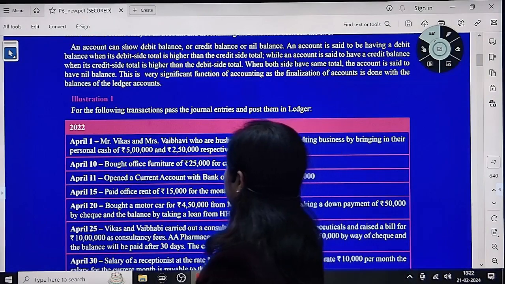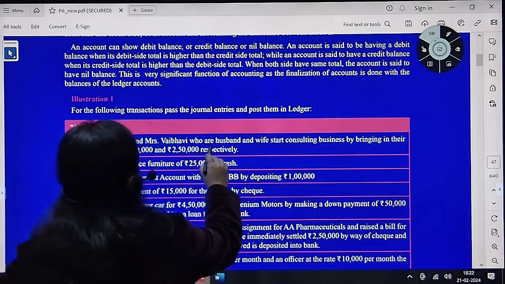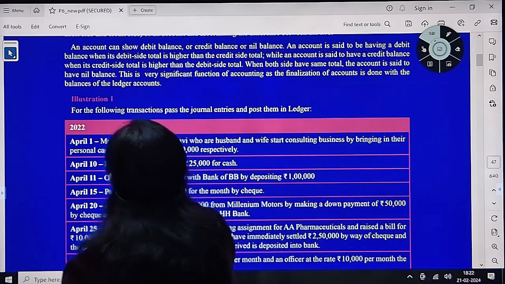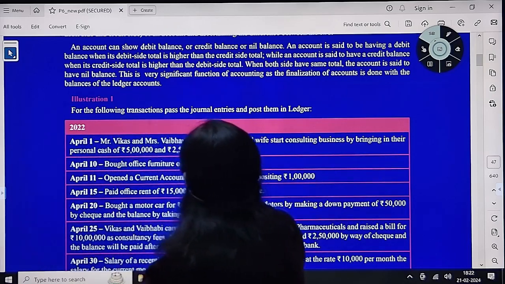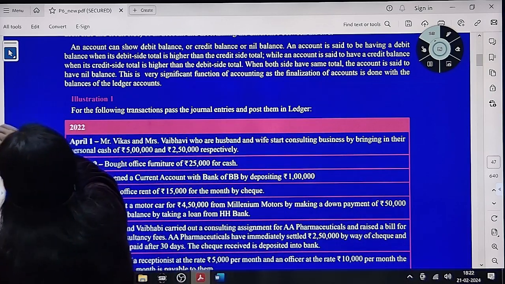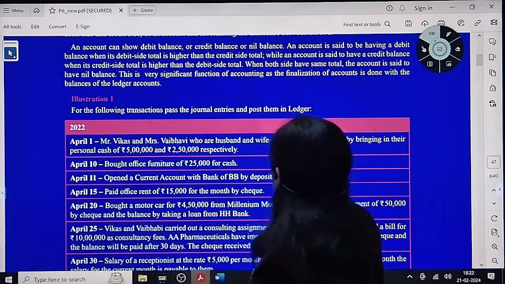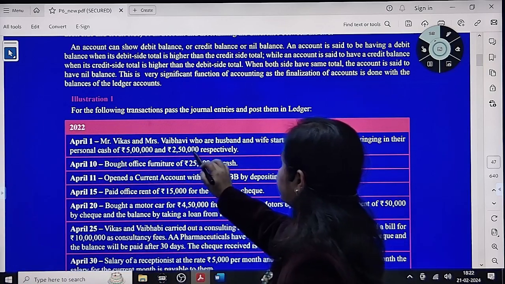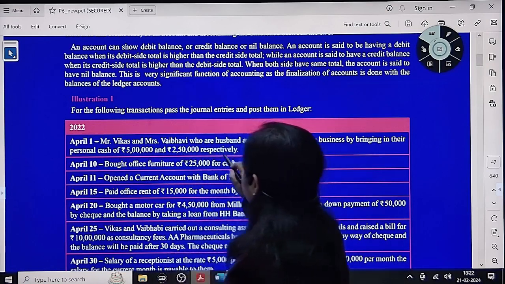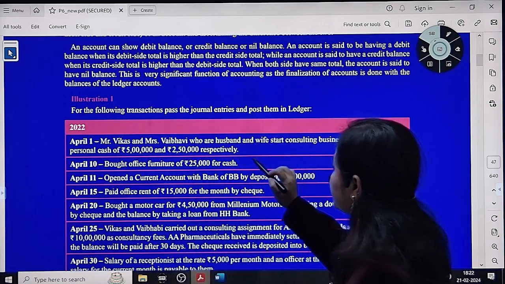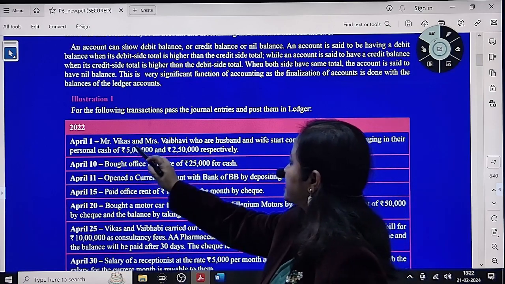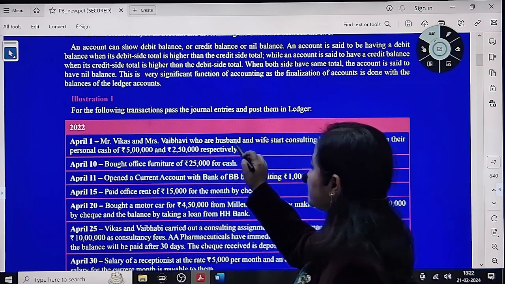Okay, so this one: Mr. Vikas and Mrs. Vaibhavi, who are husband and wife, start consulting business by bringing in their personal cash of rupees 5 lakh and 2,50,000. As I've told you, the capital will be 7,50,000. Vikas has provided 5 lakh and Vaibhavi 2,50,000. So the journal entry will be cash account debit 7,50,000 to Vikas capital account, to Vaibhavi's capital account.